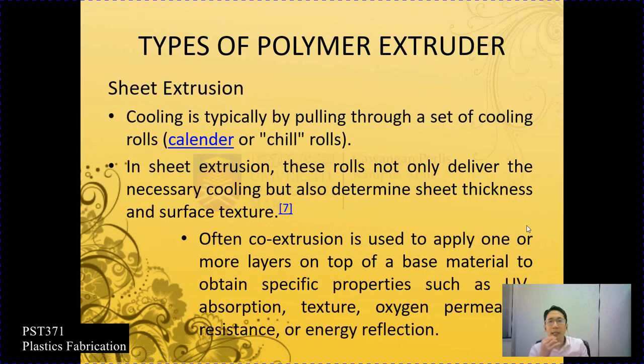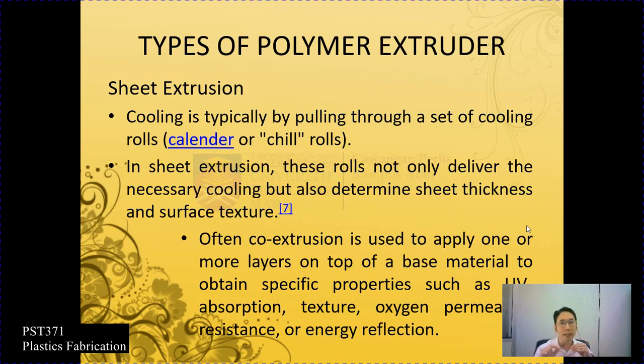Sheet extrusion cooling is typically by pulling through a set of cooling rolls, which is the calendar or the chill rolls. Okay, tadi kita tengok series of roller tu. Roller of calendar tu sendiri, dia ada cooling effects. Okay, that's why kita panggil cooling roll. In sheet extrusion, these rolls not only deliver necessary cooling, but also determine sheet thickness and surface texture. Okay, bukan untuk cooling saja, dia akan menentukan juga sheet thickness. So untuk bagi consistency, okay, setiap series of each of the roller, there is a different nip size.